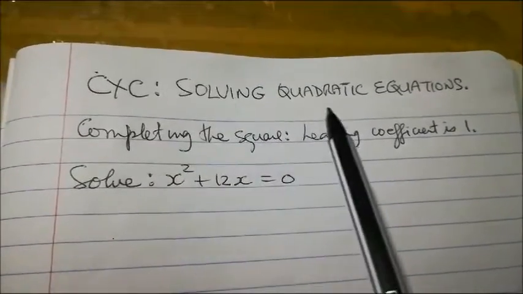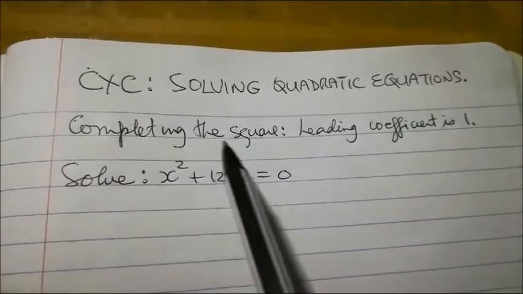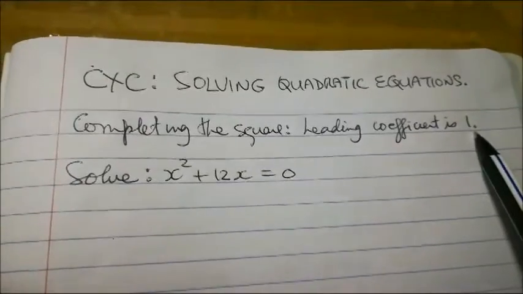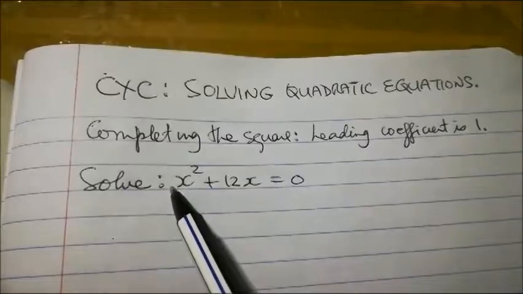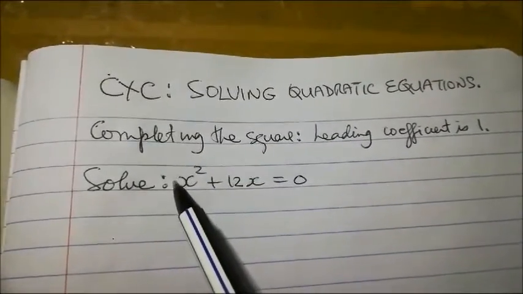problem here, solving quadratic equations, but this time we're going to be using completing the square when the leading coefficient is 1. Now the leading coefficient is the number before the x squared. We don't see a number. Whenever we don't see a number, it is assumed to be 1.